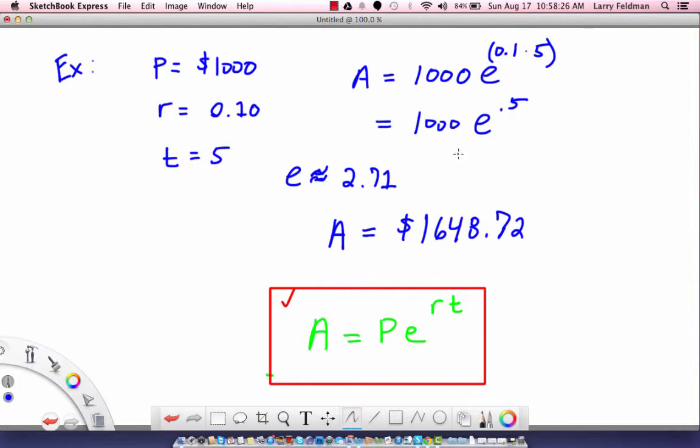There may be some rounding error, but the important point is to notice that he started with 1,000, invested it for 5 years, subject to this interest rate, and the interest was compounded continuously, and he ended up with over $1,600. So now let's do another example.